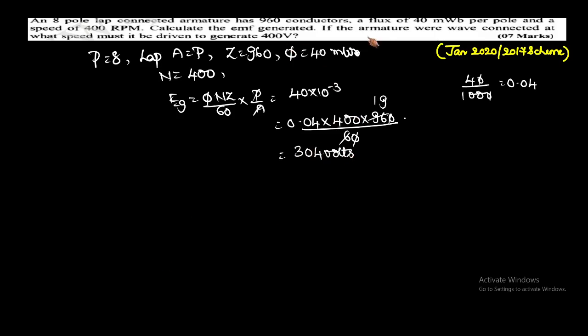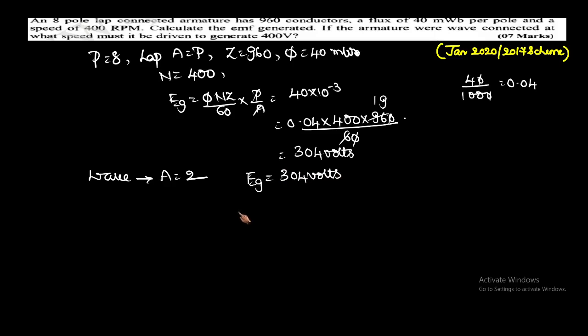Now, if the same generator's armature is wave connected, at what speed must it be driven to generate 400 volts? If the armature is wave connected, what will happen? Wave connected means we will get A equals 2. Let us calculate the EMF generated first. The EMF generated we got is 304 volts.